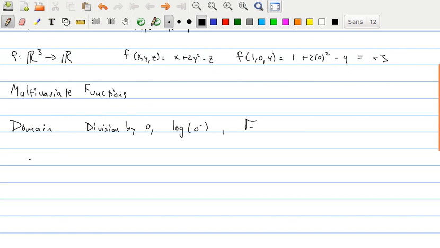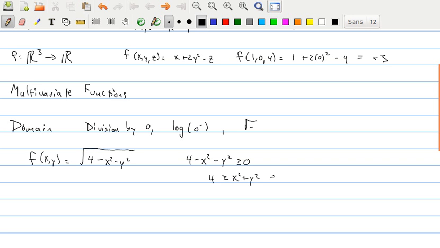So for example, if we had the function f of x, y is the square root of 4 minus x squared minus y squared, and we wanted to identify its domain, we need to make sure that the inside of the radical is going to be bigger than or equal to 0, non-negative. So we'll set the inside greater than or equal to 0, and then we'll manipulate this. Let's move the x and the y over. So we get 4 is greater than or equal to x squared plus y squared.